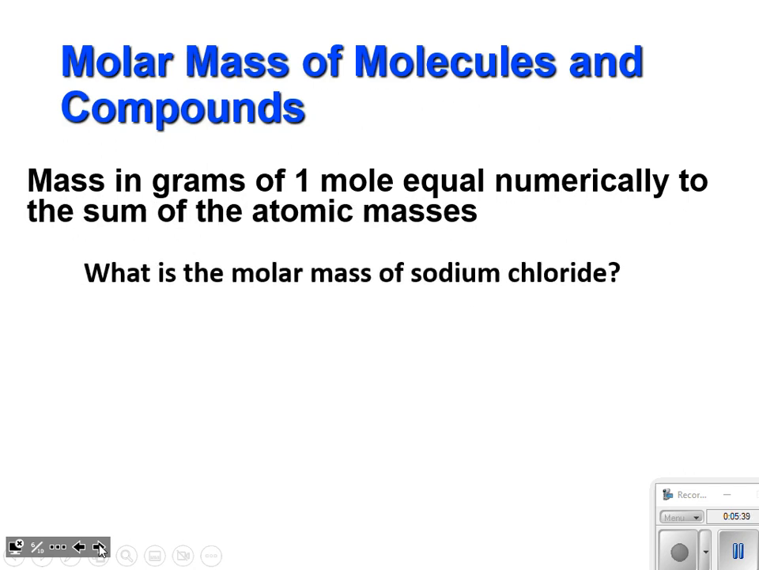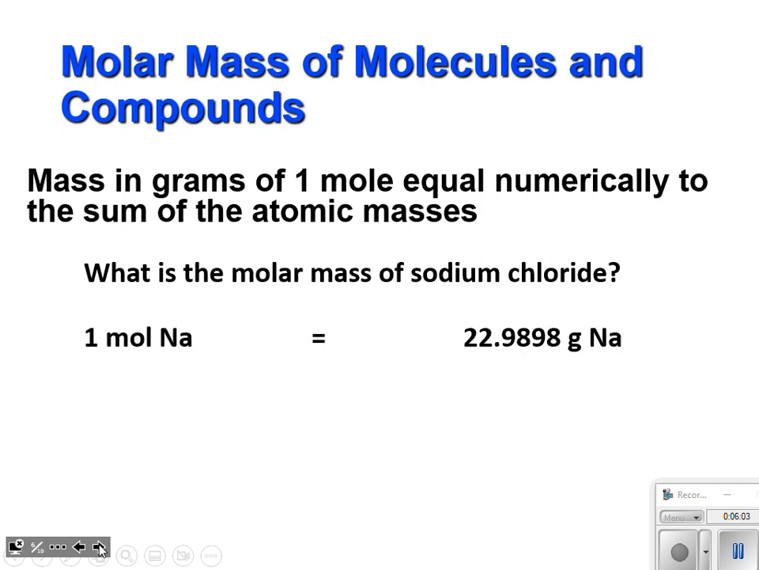I always like to use sodium chloride, all right? Sodium chloride. What's the molar mass of sodium chloride? Well, first of all, I have to find the formula. Sodium chloride's really easy because sodium's a +1, chlorine's a -1, so it's going to be NaCl. So how many sodiums do I have? 1. How many chlorines do I have? 1.